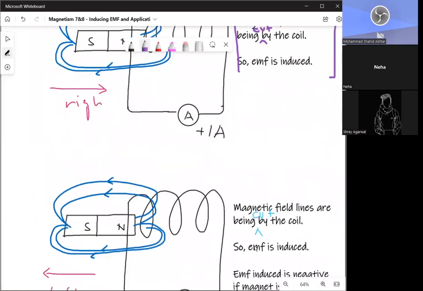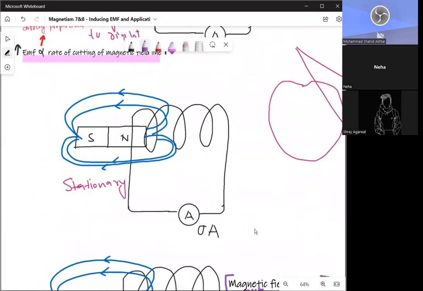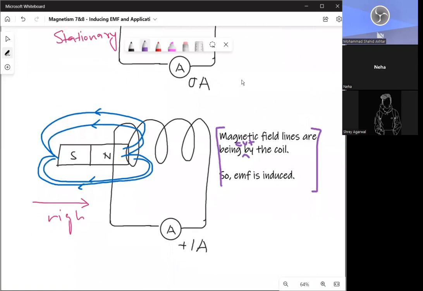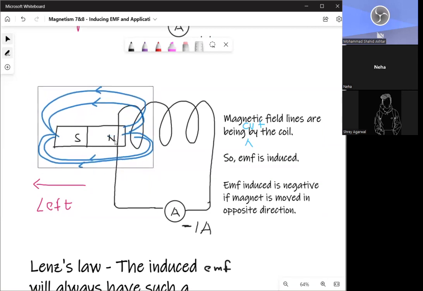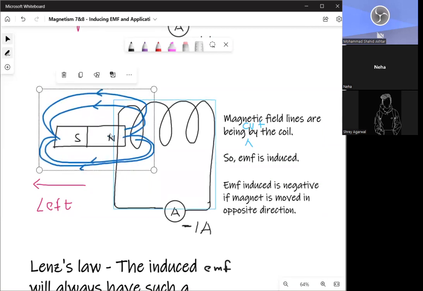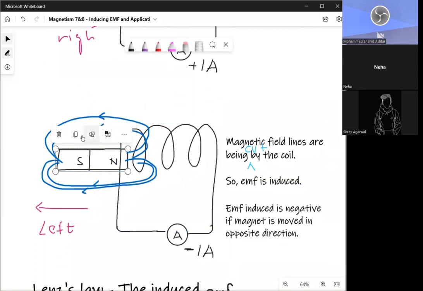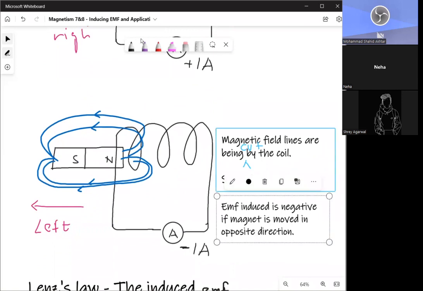You should right now take a screenshot of the first one, then note this down later. Are you done with the drawing? Perfect. If it goes right, then I get +1. If I go to the left instead, it induces an EMF in the opposite direction. First the magnet was being pushed into the coil, and we had a current of +1 ampere. But now if I take the magnet away, I'm getting -1 ampere. Is that clear?